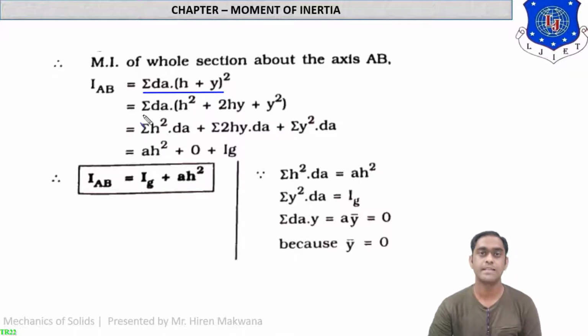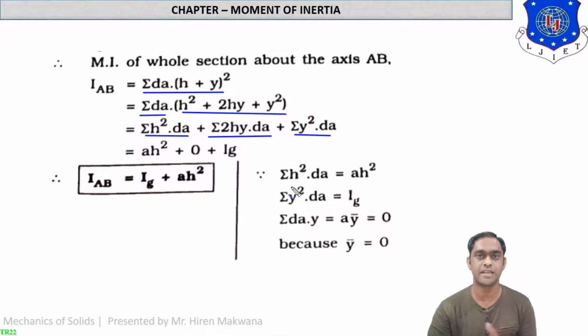Now simplifying, sigma dA as it is, expand h plus y whole square, which is equal to h square plus 2hy plus y square. Multiply sigma dA inside, so it will give you sigma h square into dA plus sigma 2hy dA plus sigma y square into dA. Now solving these three terms separately. Now this is sigma h square into dA.